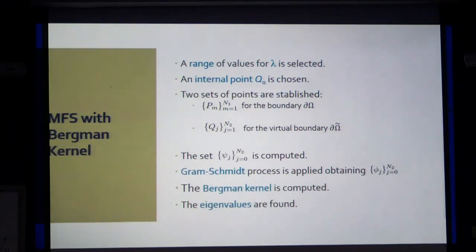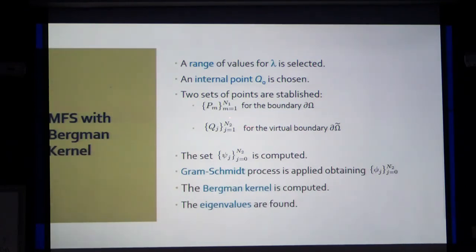Then an internal point is chosen. This internal point is arbitrary, so I can choose any point. But sometimes it can be an unlucky choice if this point coincides with the location of an eigenvalue. So in these cases, I should try at least a couple of points in order to avoid one location in which some eigenvalue will not be found. If I have the bad luck to choose a point where an eigenvalue will not be found, then choosing a second, arbitrary point will help to find it.